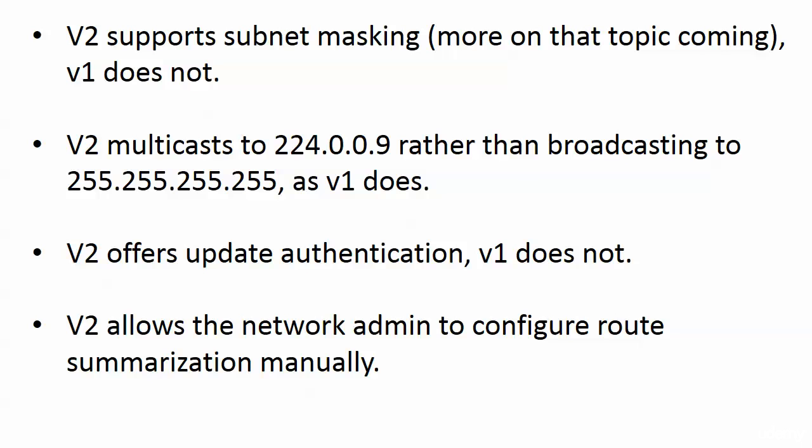Version 2 multicasts its updates. And this is a good IP address to memorize, frankly. 224.0.0.9. I'm going to show you so many debugs in the next couple of labs that you'll see that address when you close your eyes, go to sleep at night. It's a lot more efficient for a routing protocol to multicast than to broadcast to 255 for each octet. But that's what version 1 does. It broadcasts where version 2 multicasts its updates.